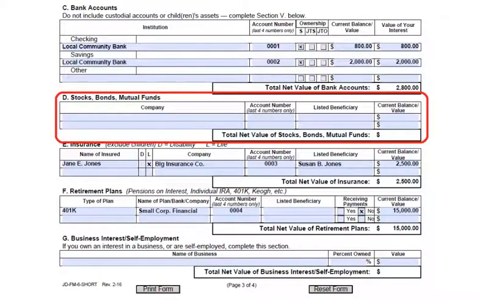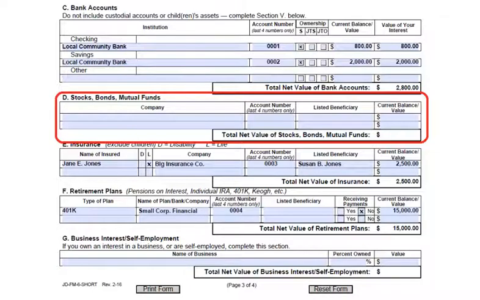Part D is labeled Stocks, Bonds, Mutual Funds. Here is where you will enter the information for any accounts of this type. Enter the name of the company holding the account in the first column labeled Company. In the next column labeled Account Number, enter the last 4 digits only for the account number. Again, for your own protection, do not enter the entire account number.